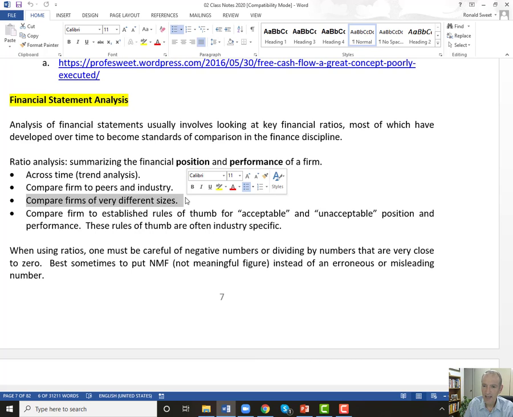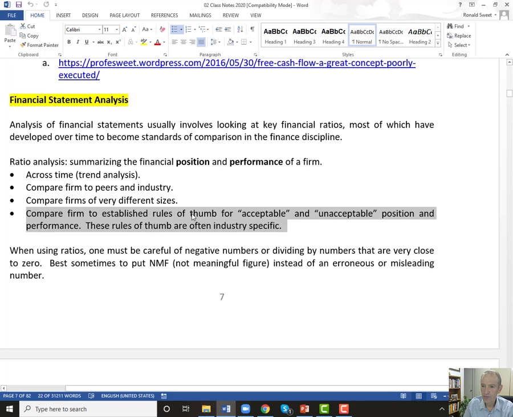And so you actually can compare them, even though one company might be 10 times larger than the other one. The other thing you can do is compare your company to rules of thumb. Now, rules of thumb are really tough because they're very industry specific. And I've seen some documents that provide those rules of thumb, and those documents can be hundreds of pages long. There's just so much there.